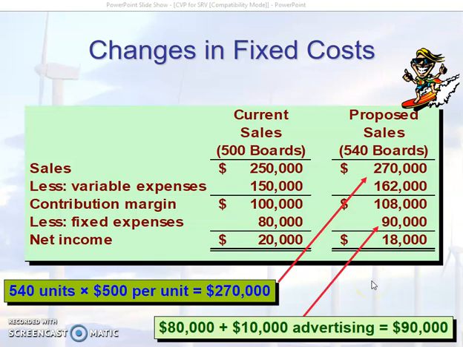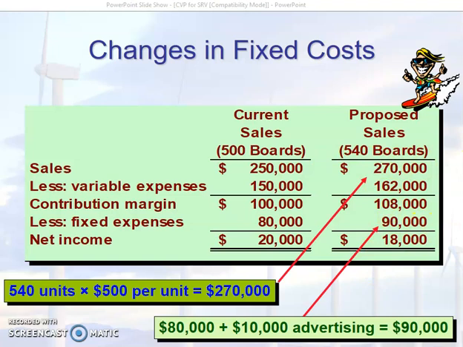Now, I do want to say one thing. In this particular case, our net income went down by 10%, and 10% is nothing to ignore. That's a pretty big drop. But I would say this. Let's say that we anticipated a minimum increase of 40 units by spending that $10,000. We might consider going ahead and doing this and sacrificing some profits, because what have we done here?